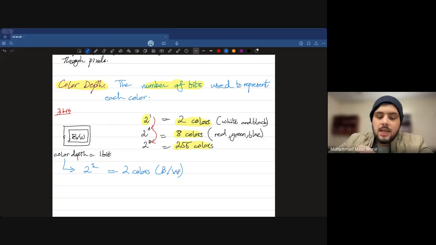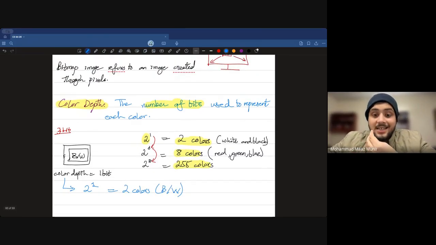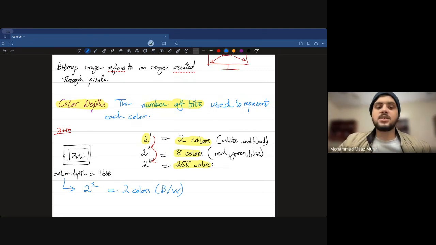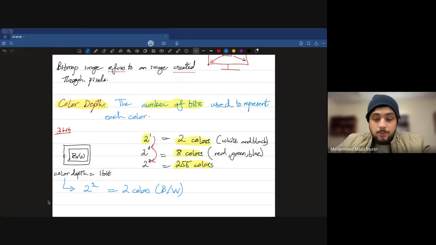But over time, computer scientists tried to figure out how they can increase the color depth. We don't have to study the logic behind that, but for your own sake, you should know that scientists were successful in increasing the color depth of a screen. When they increased the number of bits used to represent each color, the screen, which originally had 2 colors, can now represent up to 8 colors.